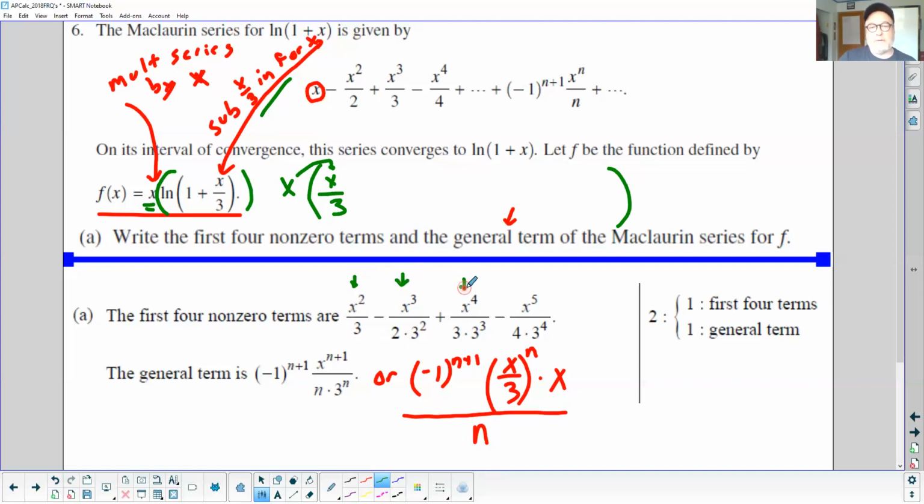Now, if all of these have one more factor of x, such as x to the first, x to the second, x to the third, x to the fourth, and then you left it like this with these parentheses and the x up front, they will give you that point.